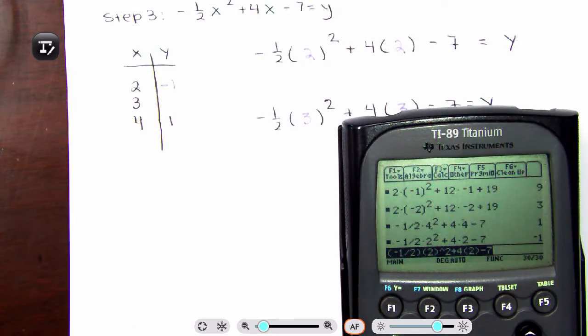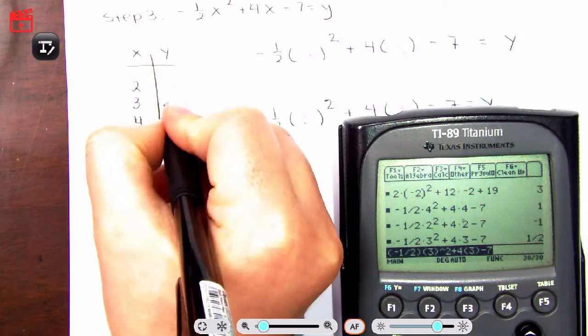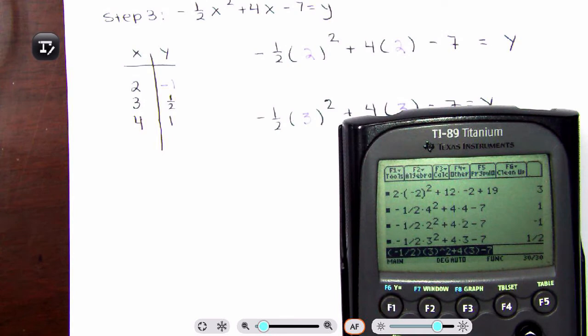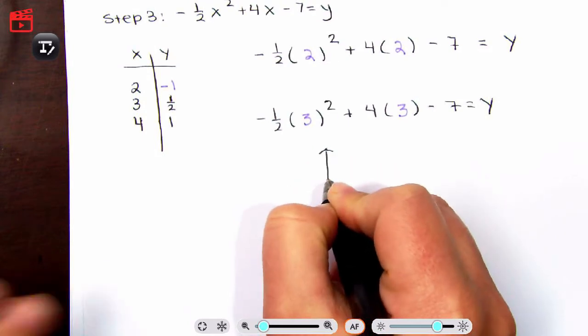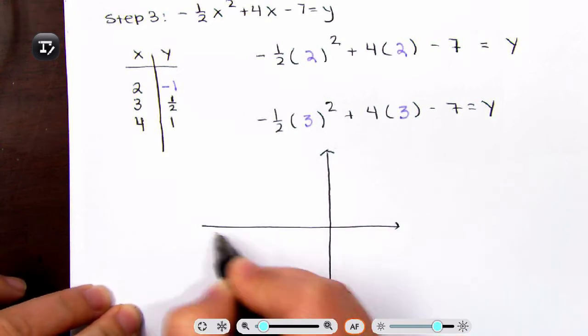So my input was 2, my output was negative 1. Let's do that one more time. So negative 1/2 times 3 squared plus 4 times 3 minus 7, and my output was 1/2. All right, let's go ahead and sketch this out. Now that 1/2 is giving me a little bit of anxiety, I will be honest, but that's okay. We can figure it out together.